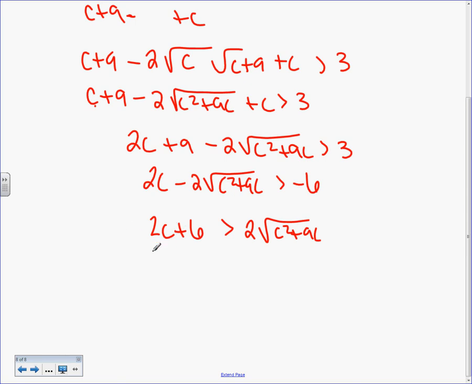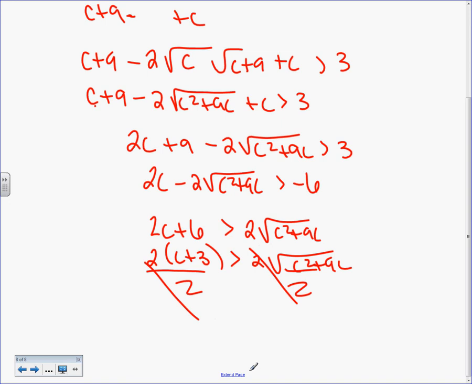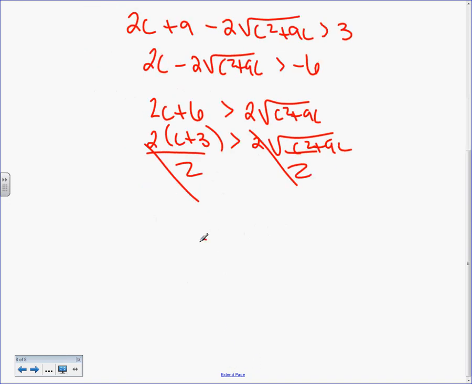You don't have to do it this way, but this is really 2C plus 3, right? And this is still our 2 whatever. Are you with me there that that's the same? Okay. You didn't have to do it this way, but if you don't, I think you guys don't understand pulling out the 2 is the same. So I'm going to divide everything by a 2. Was that okay? So I'm left with C plus 3 greater than square root of C squared plus 9C.